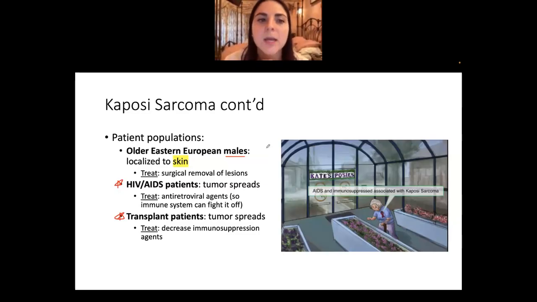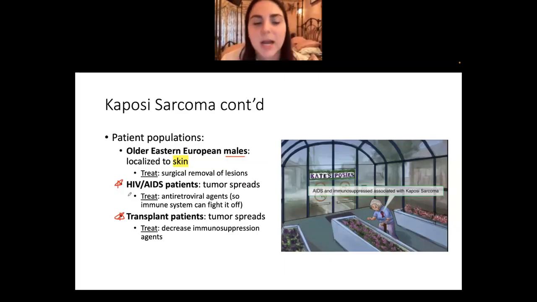But more commonly, you'll see Kaposi sarcoma pop up with your HIV/AIDS patients and then your transplant patients. So again, your immunocompromised patients. With your HIV/AIDS patients, the tumor is going to spread, so it can go to the GI tract and the lungs. It can go pretty much anywhere. It's not just going to be on the skin. But you want to treat it. It's really weird. You're not going to treat the HHV8. You're actually going to treat the HIV, so you're going to give antiretroviral agents to treat this Kaposi sarcoma for an HIV patient.